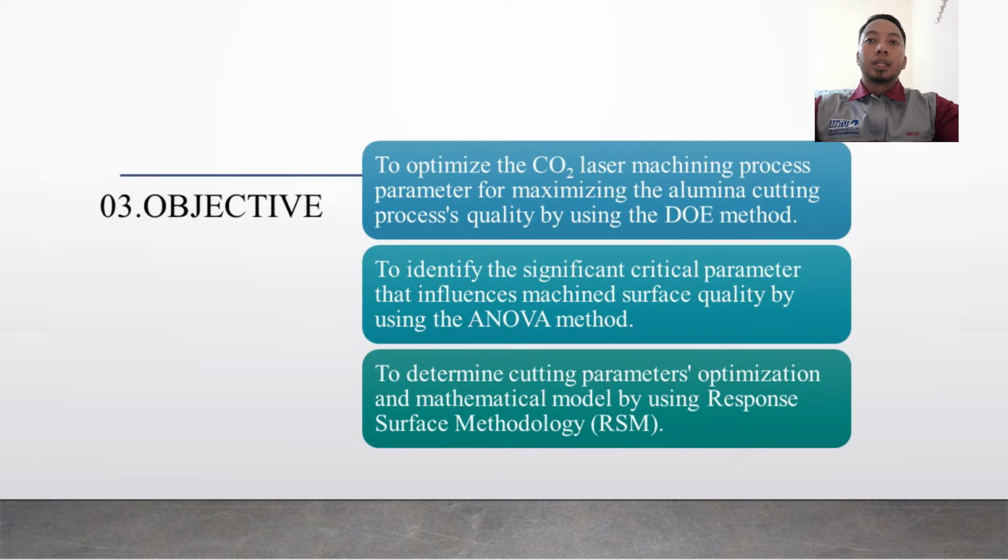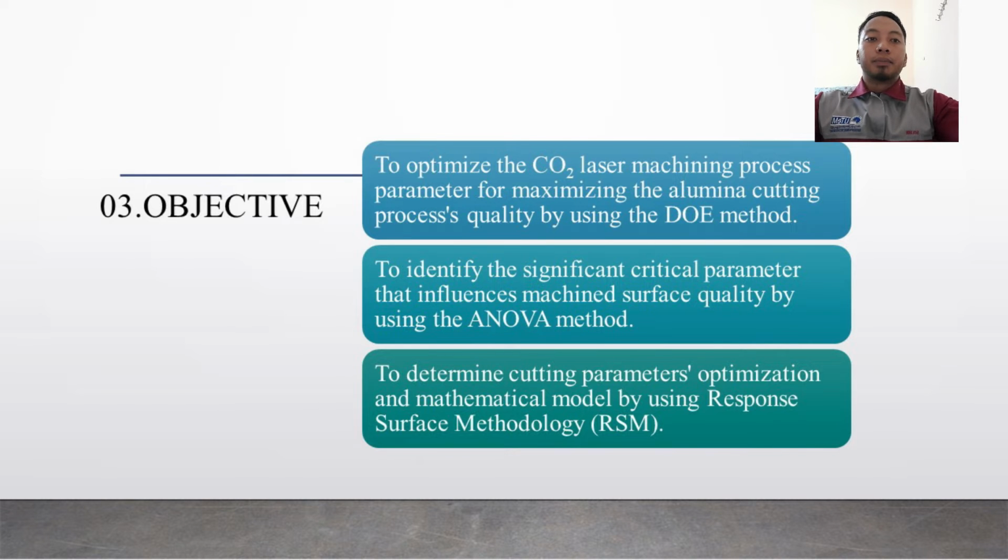Third is my objective. First objective is to optimize the CO2 laser machining process parameter for maximizing the alumina cutting process quality by using the DOE method or design of experiment method. Second objective is to identify the significant critical parameter that influence machining surface quality by using the ANOVA method.